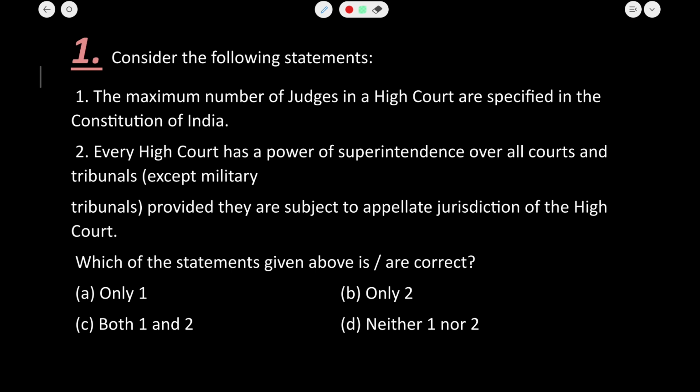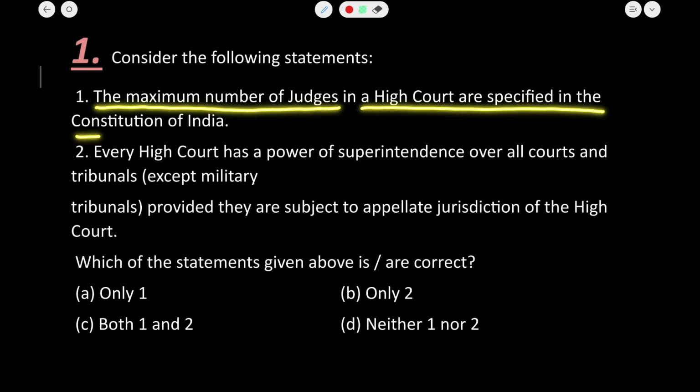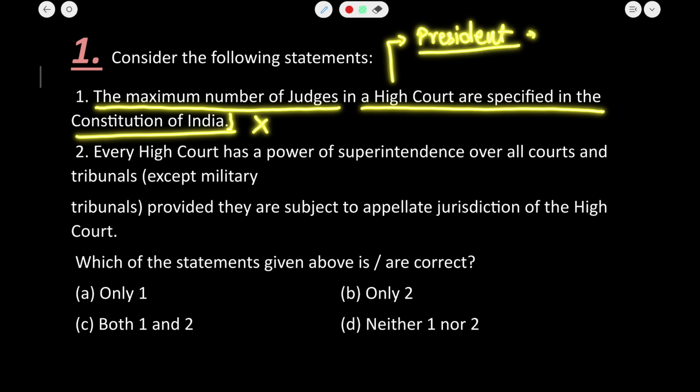The first question is: the maximum number of judges in a High Court is specified in the Constitution. During the explanation part, I have already told you that the maximum number of judges of a High Court is not specified. It is decided by the President, at the President's discretion, who may decide the number of judges in the High Court depending upon the workload.